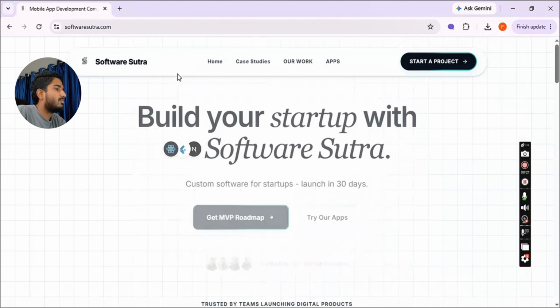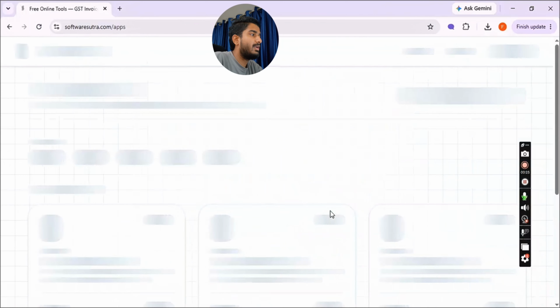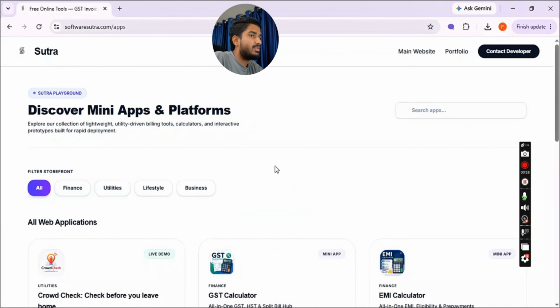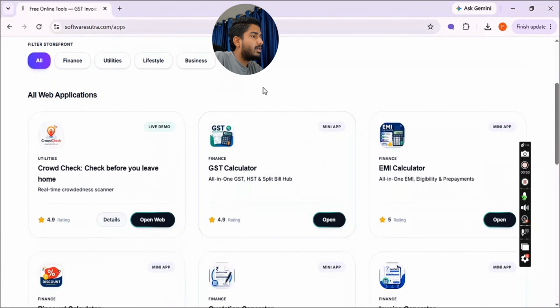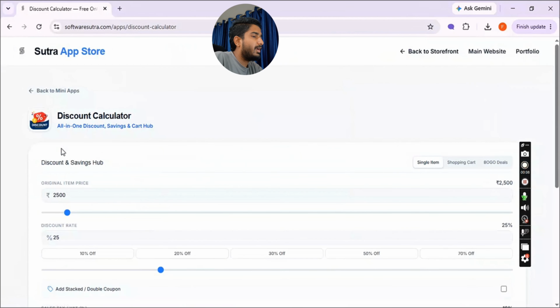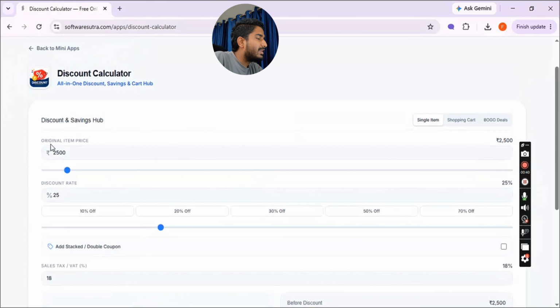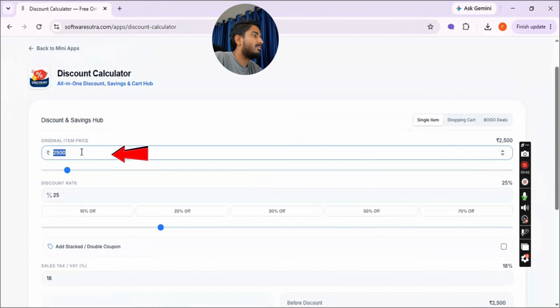If you visit this website, you will find a driver app section. Click on that. It will redirect to this page. And if you scroll down a little, you will find a discount calculator option here. Please press on that. It will redirect to this page and you can see the original item price. So please type the amount you are calculating the discount for.